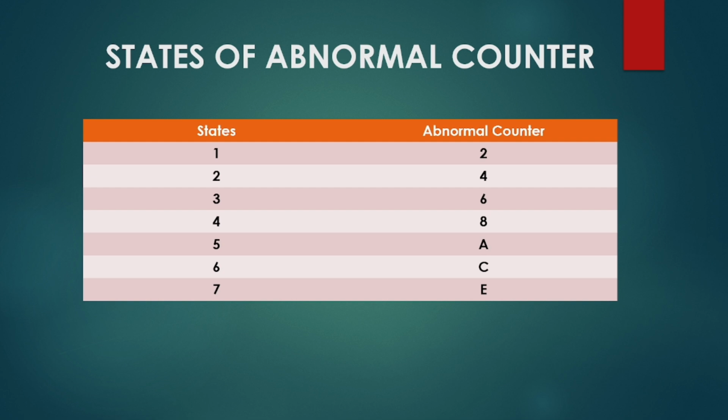This is the state of the abnormal counter. For state 1, the abnormal counter was 2. For state 2, the abnormal counter was 4. For state 3, the abnormal counter was 6. With state 4, the abnormal counter was 8. State 5, the abnormal counter was A. State 6, the abnormal counter was C. And the last one, state 7, the abnormal counter was E.